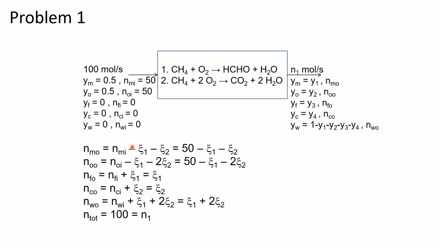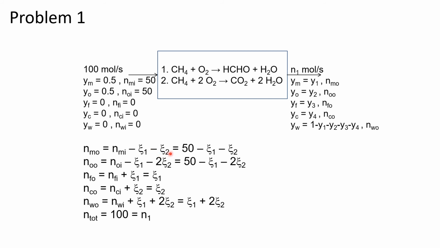We'll first determine the contribution from the first reaction. We have to choose a plus or minus to begin with. Since methane is a reactant, we'll use a minus. We multiply by a stoichiometric coefficient for methane in the first reaction, which is 1. Then multiply by the extent of the first reaction.